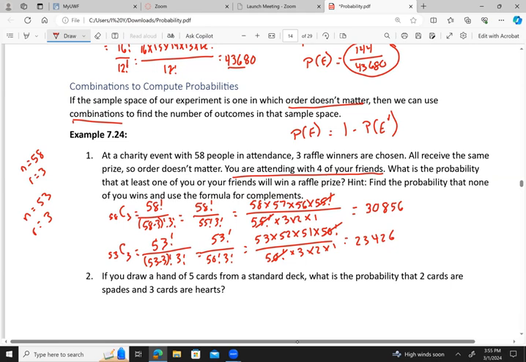So the probability of none of us winning, which would be E complement, is equal to 23,426 over 30,856, which works out to be roughly 0.76. So going here, I have 1 minus 0.76, which is 0.24.